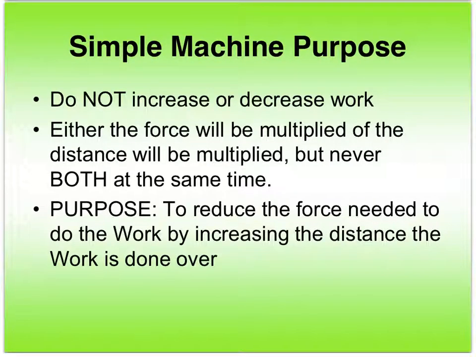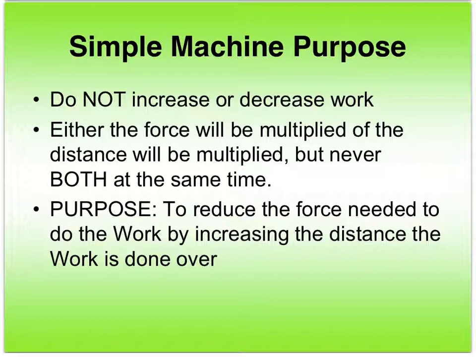So like I said, the purpose of a simple machine is not to increase or decrease the work, it's to multiply either the force or the distance, but never at the same time. You can never do both at the same time because that would change the amount of work that you've done. So if I take a simple machine and I double the amount of distance that I apply the force, I will halve the amount of force that I need so that the product of the force and the distance comes out the same. So that's the purpose.